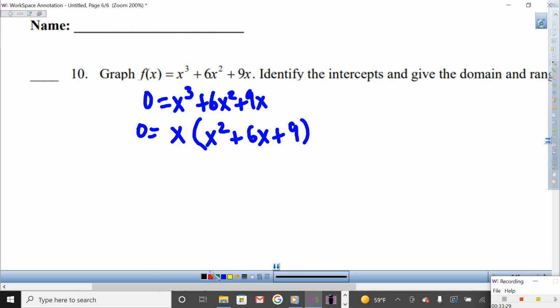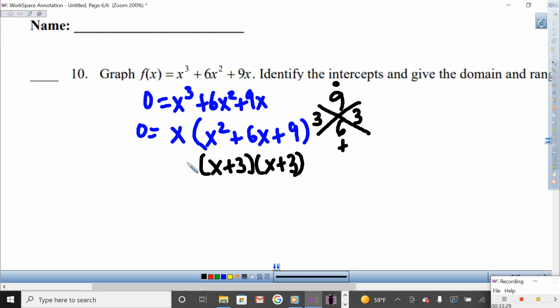Am I done factoring? No, look at this one. Tell your neighbor what to do with this trinomial, please. Yes, so we got 9 on top, 6 on the bottom. What factors of 9 add up to 6? 3 and 3. So my factors are x plus 3, x plus 3, and this is x. Set it equal to 0. Am I done? No. Now that we have 3 different factors, what do we do with each of those factors? Yeah, set them equal to 0 and solve.